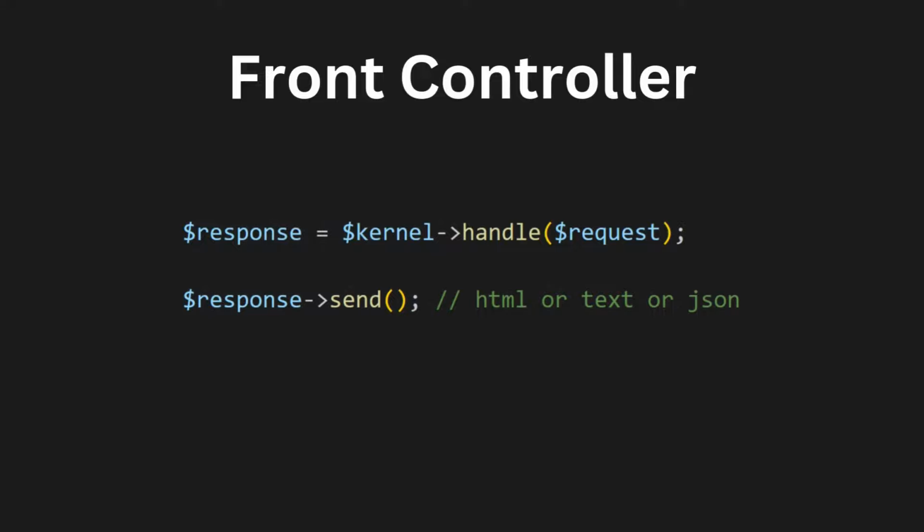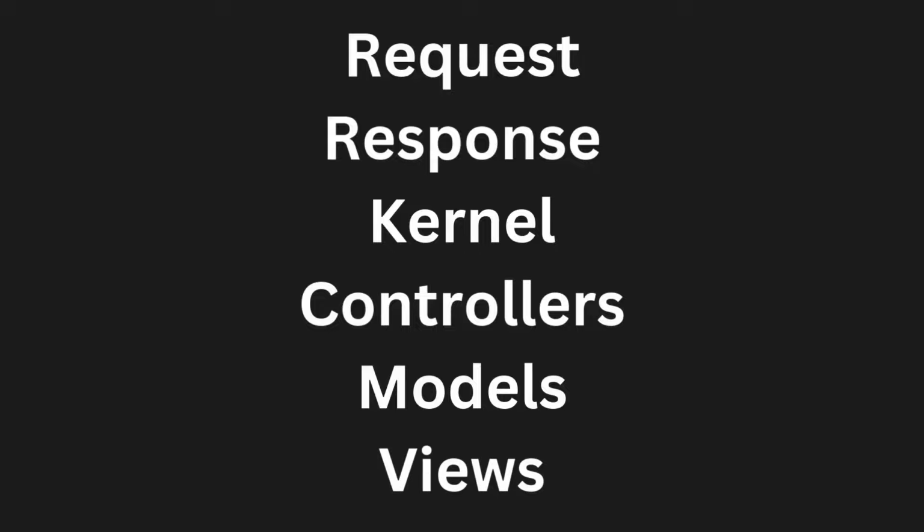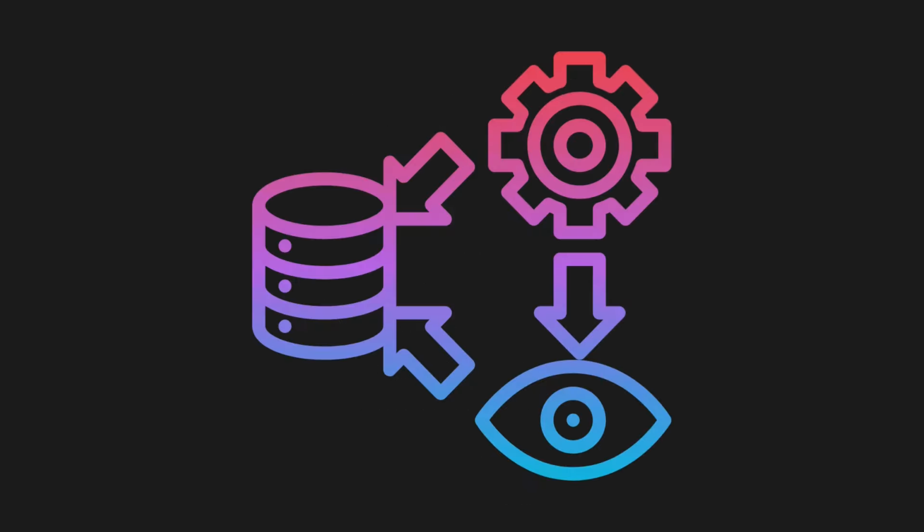And lastly, you have a response object which is returned from the kernel and it sends the content back to the client that requested the information. So in this video, we will be covering the request and response objects, the kernel, and we will be adding controllers, models, and views, which are all the basic building blocks of an MVC framework.